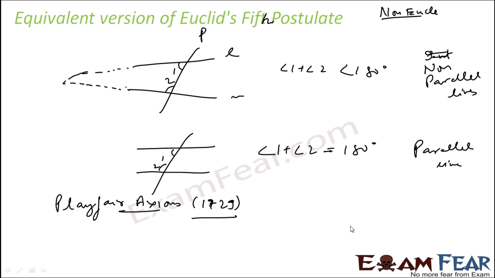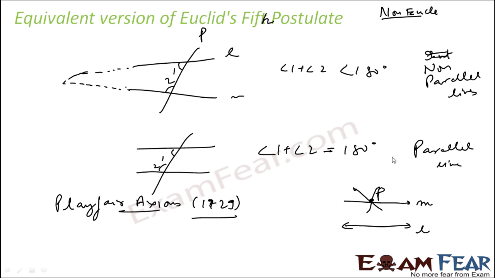If you see, it says that for every line L, and for every point P that is not lying on L, there exists a unique line M which is passing through P. There can be so many lines passing through P, right? But there exists a unique line M passing through P which is parallel to L. There is only one line which is parallel to L and passes through P. Same as the fifth postulate, right?